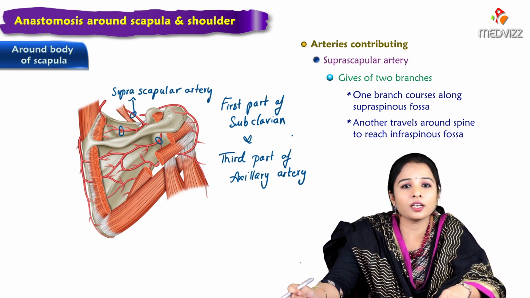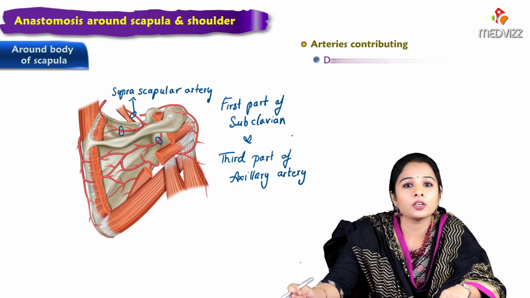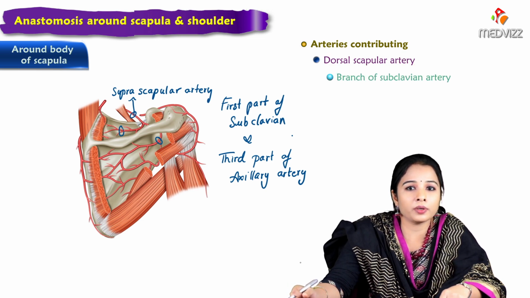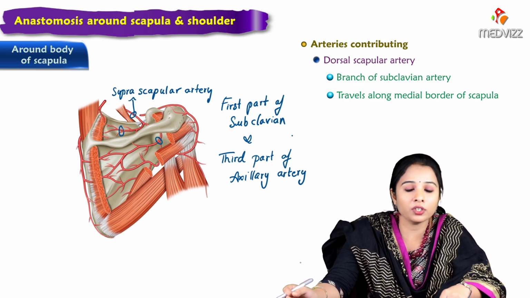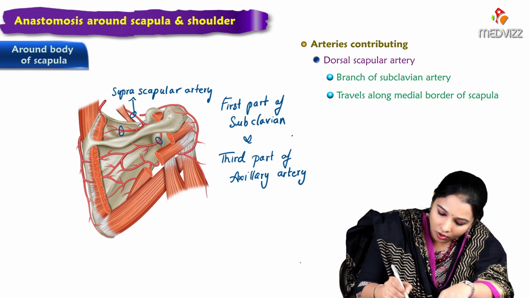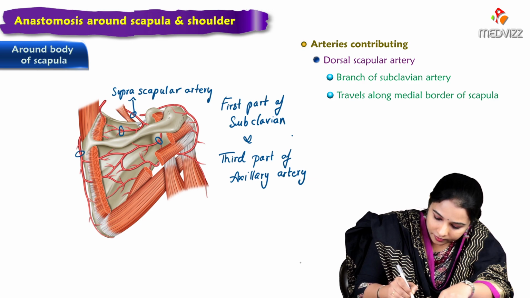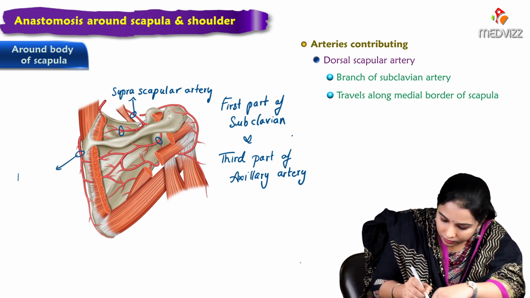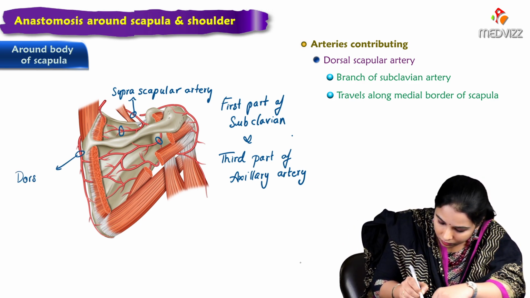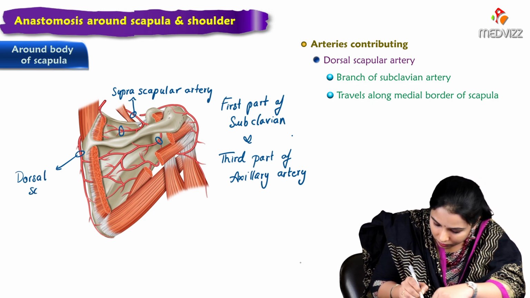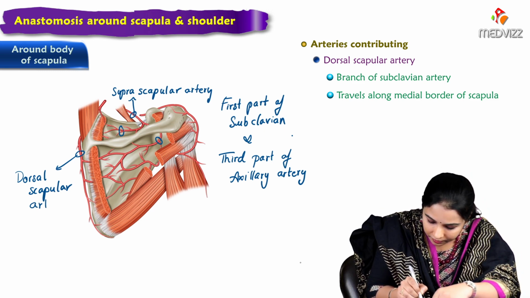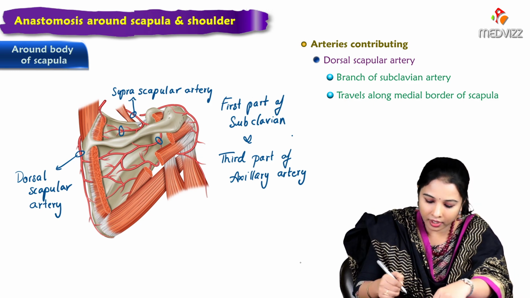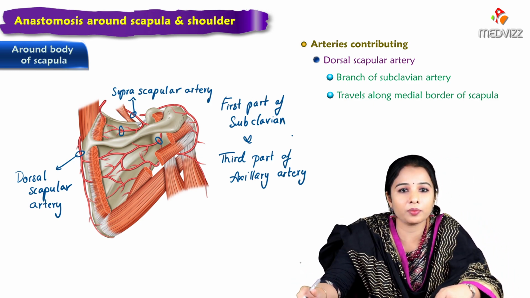The other artery is the dorsal scapular artery. The dorsal scapular artery is also a branch of the subclavian, which travels along the medial border of the scapula. So this is the dorsal scapular artery, which is also a branch of the subclavian artery, running along the medial border of the scapula.